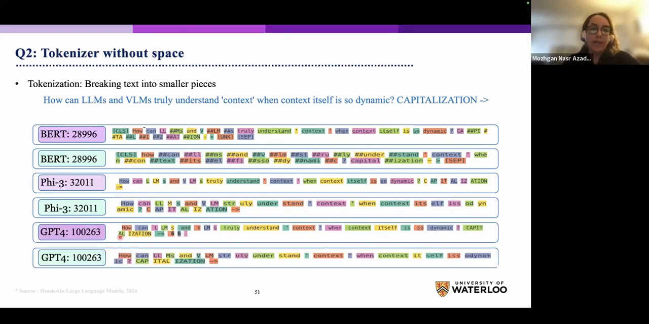And then I also gave it to GPT-4 models. Please note that this is not the latest GPT model, because the latest versions are not publicly available or accessible to us, but this was at least a one-year-old tokenizer. You can see that even GPT, which has more than 100,000 vocabulary size, when there is no space between the tokens, has a problem with the words. It has a problem understanding the word truly, or in this case, it says under and stand as separate words and tokens.